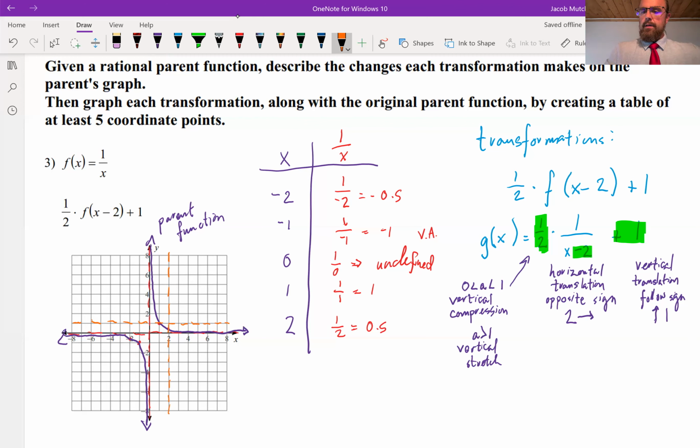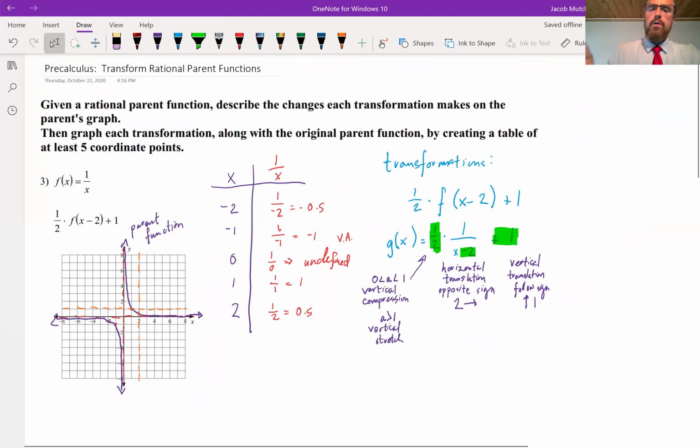And then the vertical compression should make the graph tighter in to those axes. So instead of having a gap kind of between the axes, I should see it get compressed down, especially towards that horizontal asymptote. So I made some predictions. What I need to do now is prove them by regraphing the function.